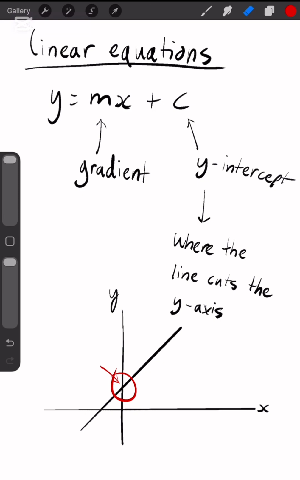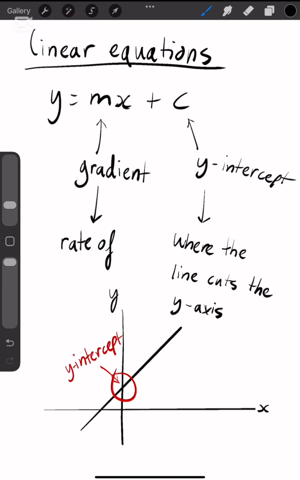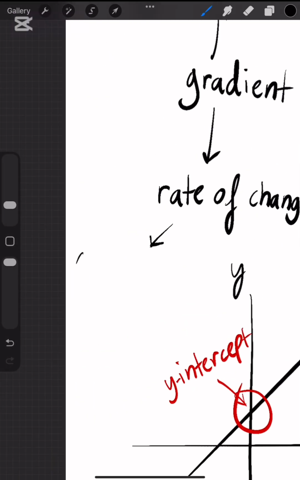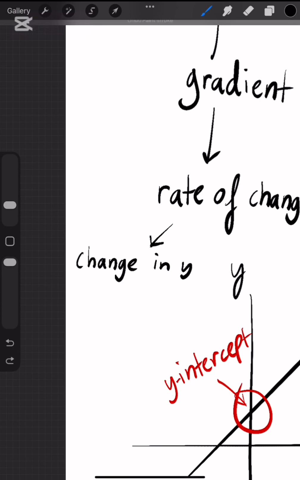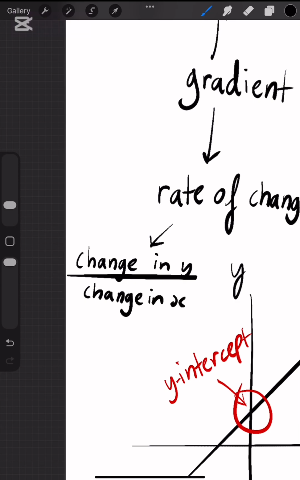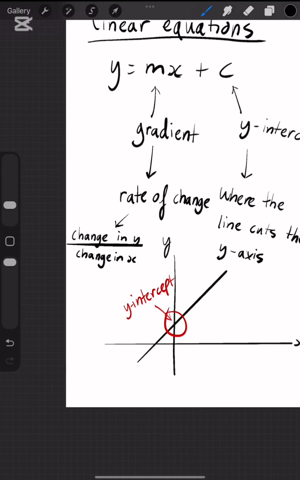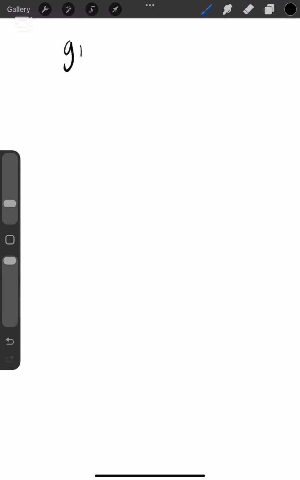Okay, so if we draw a line, that will be your y-intercept right there. And your gradient is essentially your rate of change. This means your change in y over your change in x, also known as rise over run. So if we put this into actual questions and working, we'll see how it works properly.